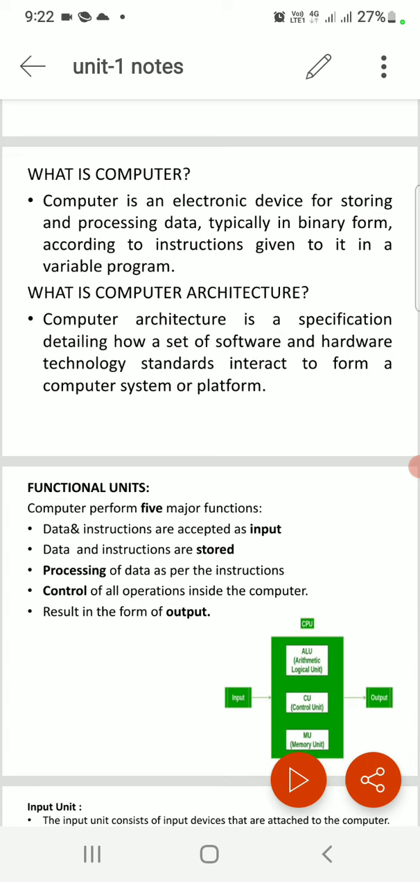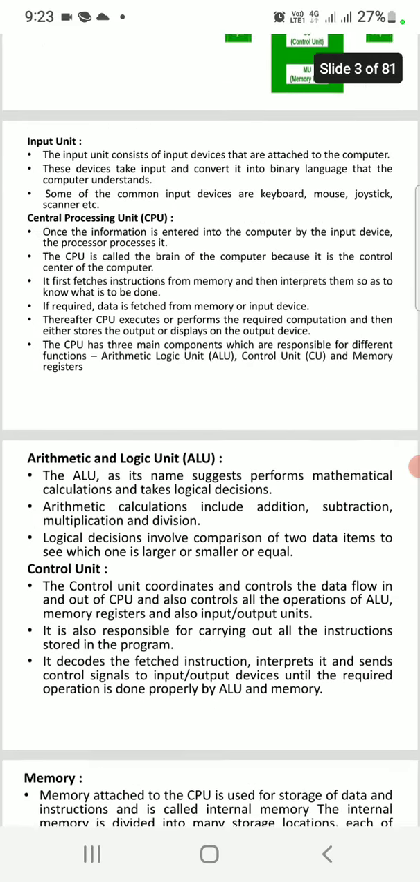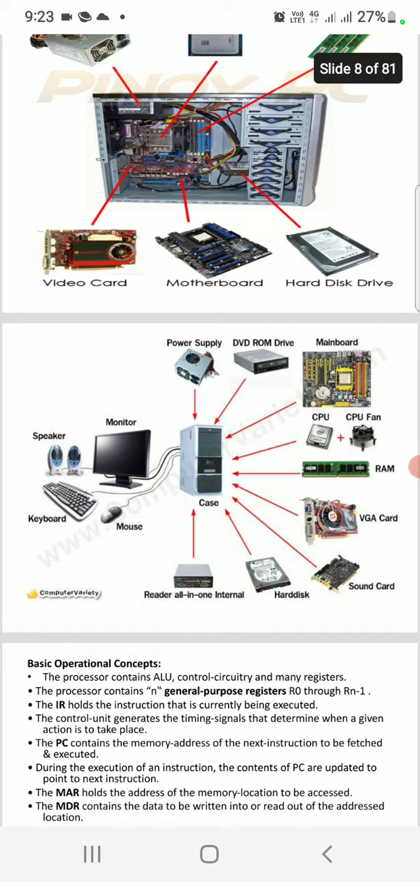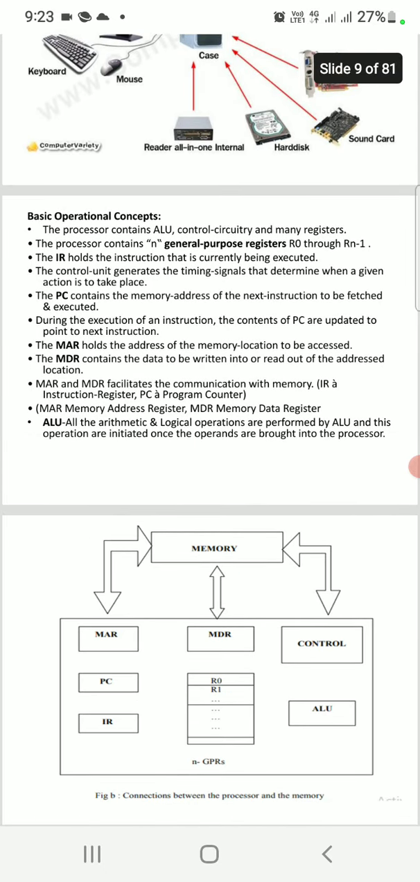The first topic of unit number 1 is the functional unit. We know the 5 major roles: input unit, arithmetic and logical unit, control unit, memory unit and output unit. These are the 5 units of the device. The next one is called the basic operational units. This is the diagram for the basic operational unit.